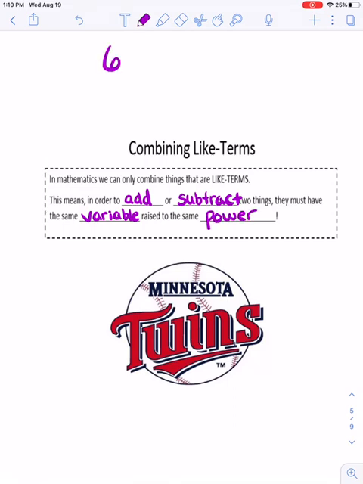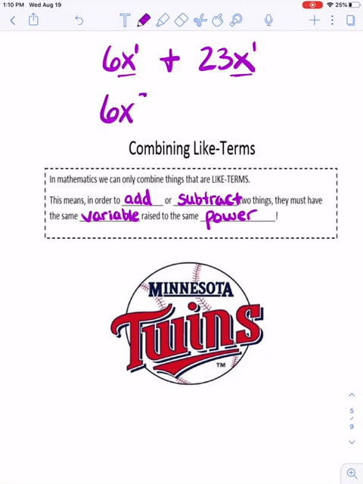So for instance, if I asked you if 6x and 23x were the same, you would say yes, right? Because they have the same variable. They both have variables of x raised to the same power. Well, there's no exponent here. If there's no exponent, we assume it's a 1, so they're both raised to that first power. So we would be able to add those two things together.